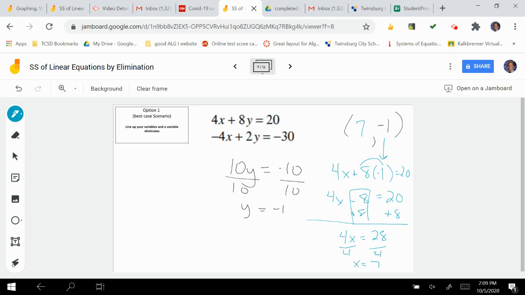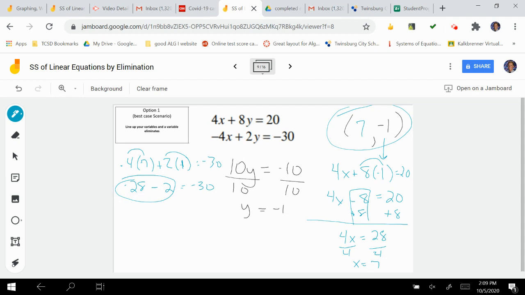How do you know that's the answer? I can take my answer and plug it in over here and hopefully get negative 30, which is 7, which is negative 1 here. So this is negative 4 times 7 gives negative 28. What is 2 times negative 1? Negative 2.